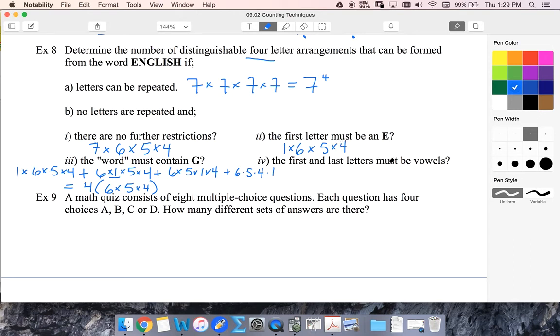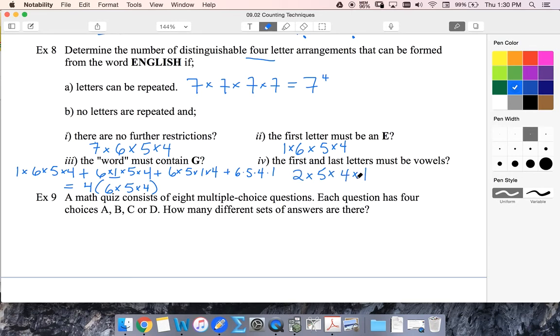If the first and last letters must be vowels, well, I have 2 different vowels to pick from. So my first letter could be E or I, and then I'd have 5 letters left, 4. The last letter must be the other one. By putting the 2 here, I've accounted for all situations because these 2 could be the E or the I.